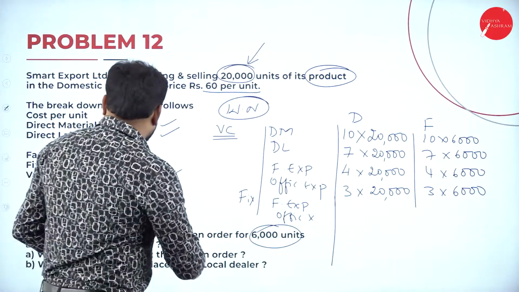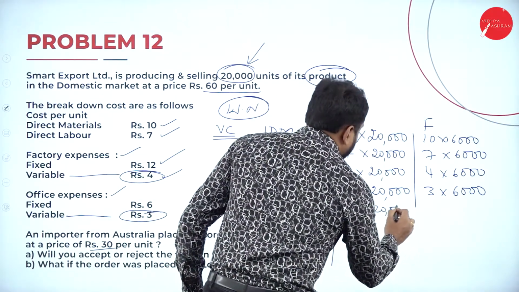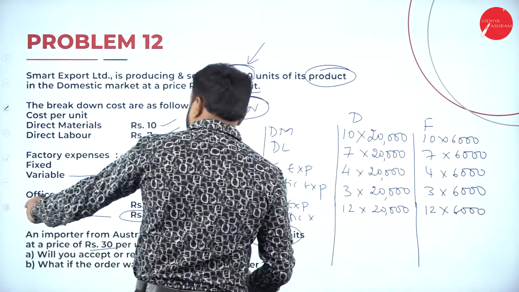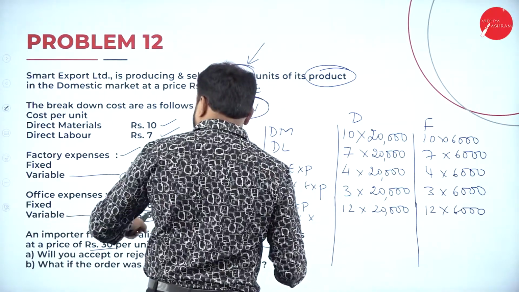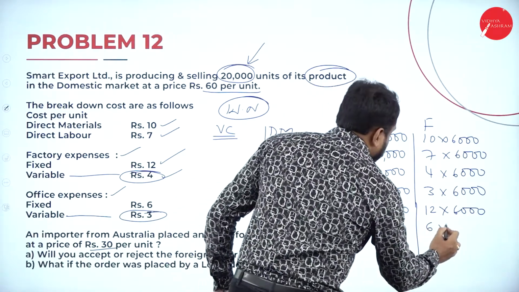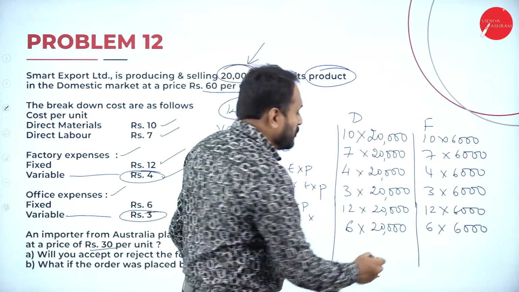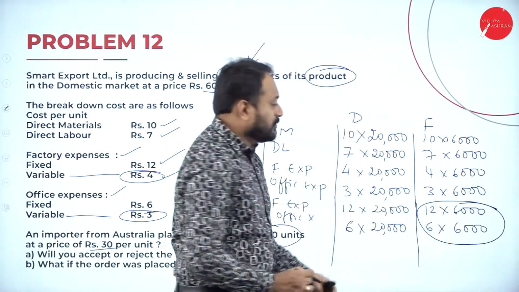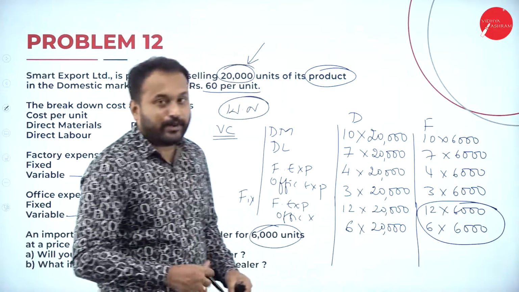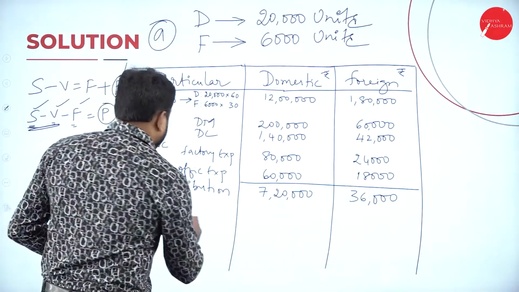Now we have 12 here. So that means here 12 into 20,000 and here 12 into 6,000. Next we have office expenses. Here we have 6 into 20,000, 6 into 6,000. But just wait a minute. Don't solve this. Don't write this anywhere. Only go with domestic. Now 12 twos are again 24, in the sense you have 2,40,000. So we'll write here 2,40,000.